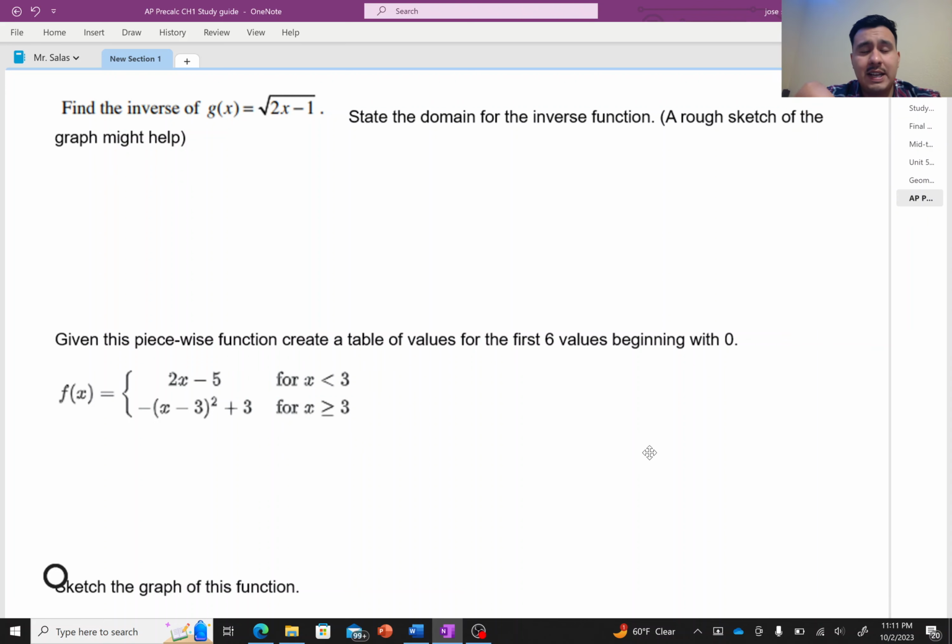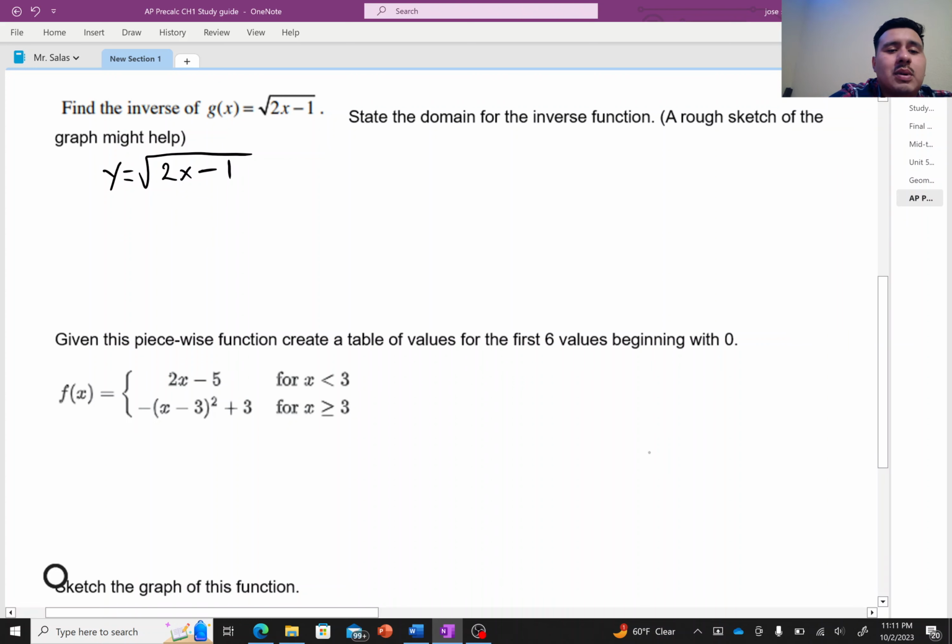So if I want to find the inverse, I'm not going to say g of x is equal to the square root of 2x minus 1. I'm going to say y is equal to the square root of 2x minus 1. After that, I'm going to switch the variables. Remember, when you're finding the inverse, you switch the variables. So this y becomes an x, and I'm going to do the square root of 2y minus 1.